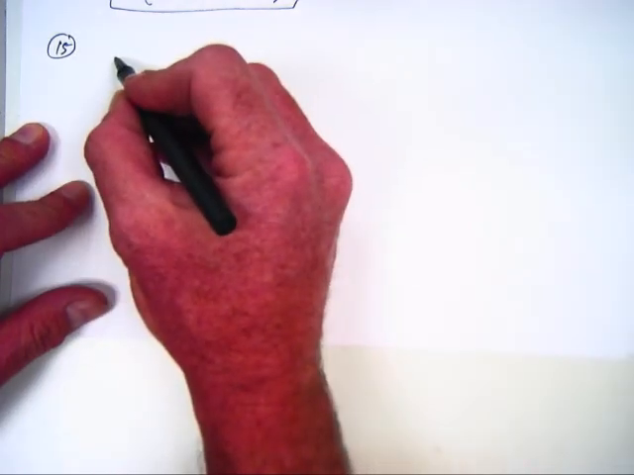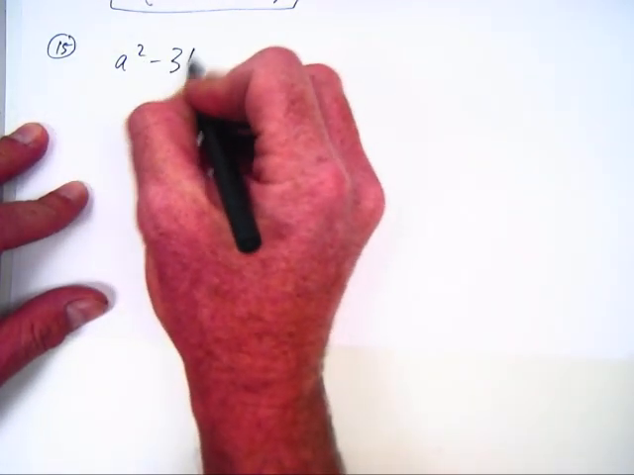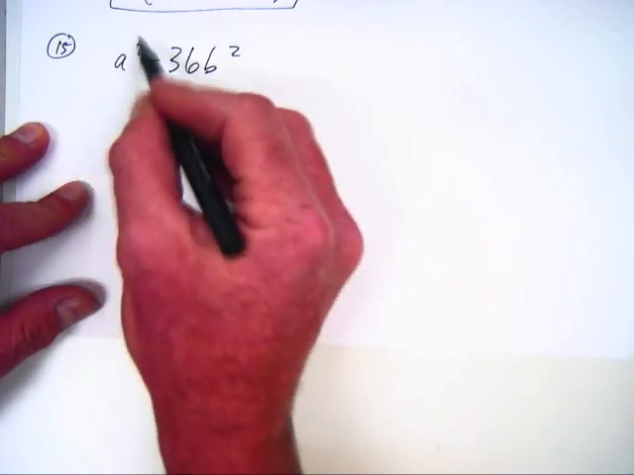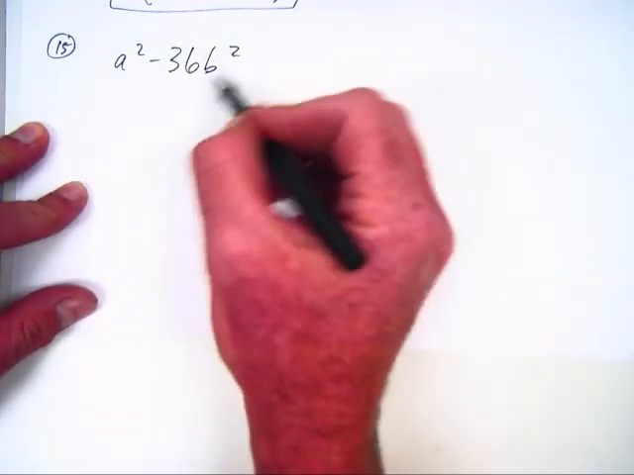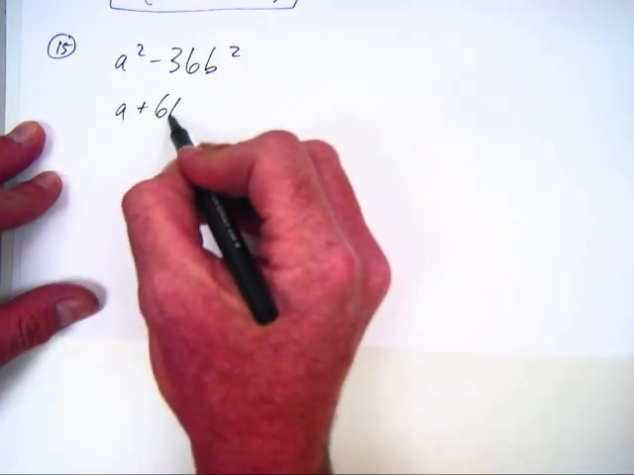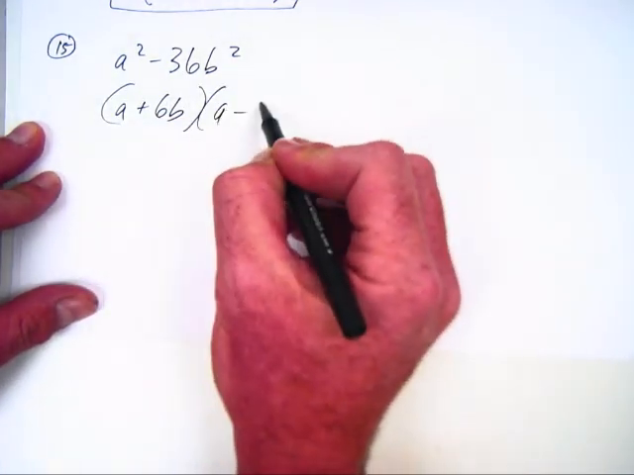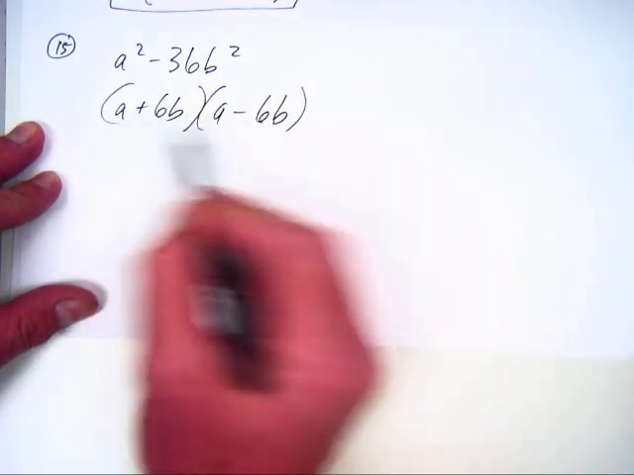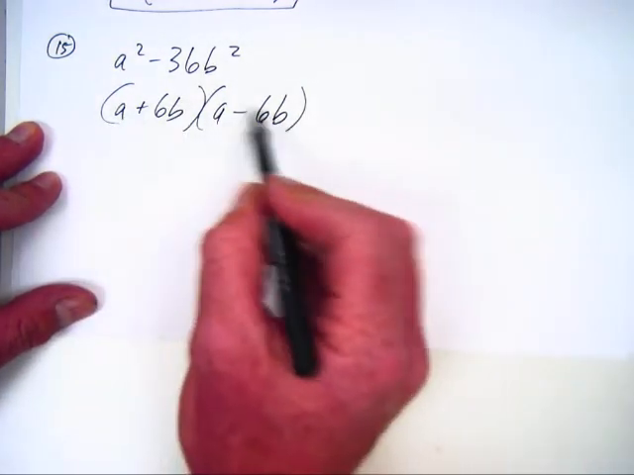15 on the second page is a squared minus 36b squared. This is a difference of two perfect squares. A squared, b squared here, and 36 is a perfect square. So we get a plus 6b, a minus 6b. Nothing else we can do here. No GCFs. We are finished for this.